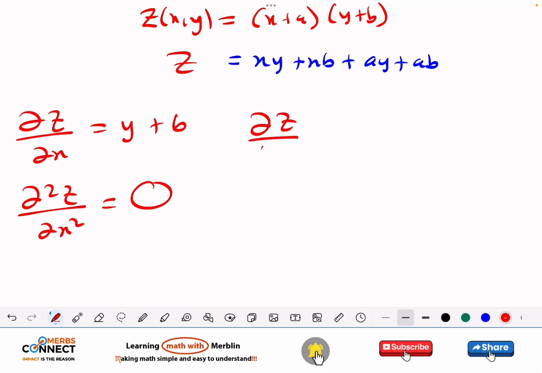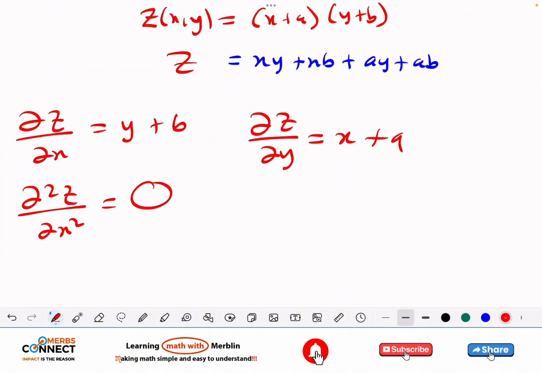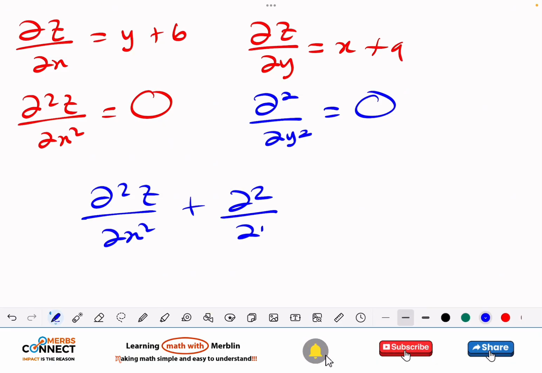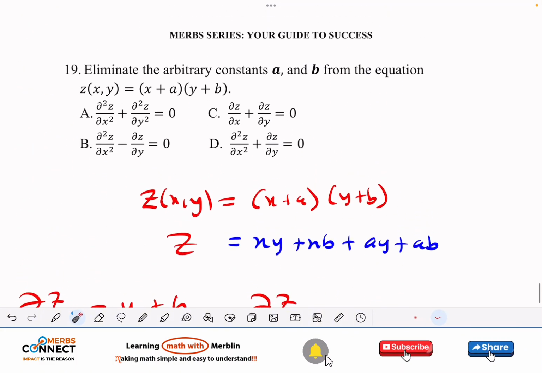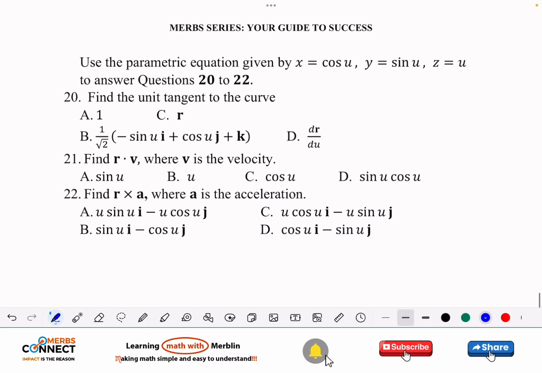Then I need to go with respect to y as well. So partial of z with respect to y. This is going to be x. There's no y, so I'm left with this plus a. I have the constant a in it, so I need to differentiate again. This with respect to y squared, and there is no y, so this one goes to 0. So when we add the two, it should be giving us 0 plus this divided by this z. This is equal to 0 because it will be 0 plus 0. So this is going to give us a big A from here. Let's continue.